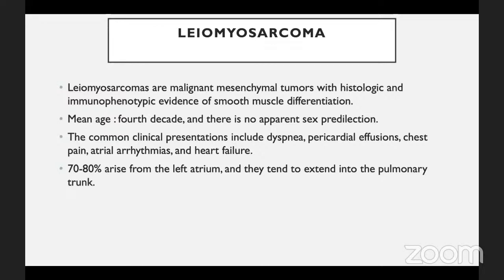Leiomyosarcomas are malignant mesenchymal tumors with histologic and immunophenotypic evidence of smooth muscle differentiation. They usually appear at the age of 40s, and there is no apparent sex predilection. They commonly present with shortness of breath, pericardial effusion, chest pain, heart failure, and arrhythmia from the atrium.